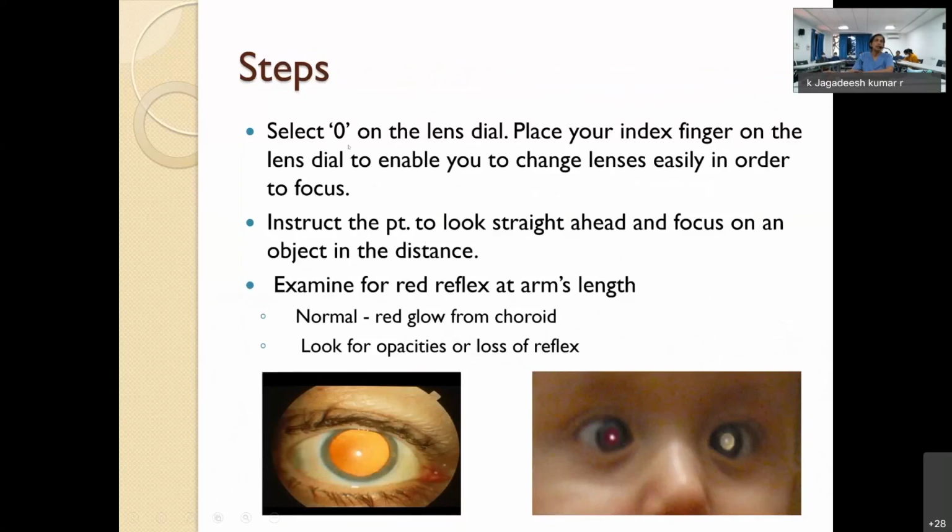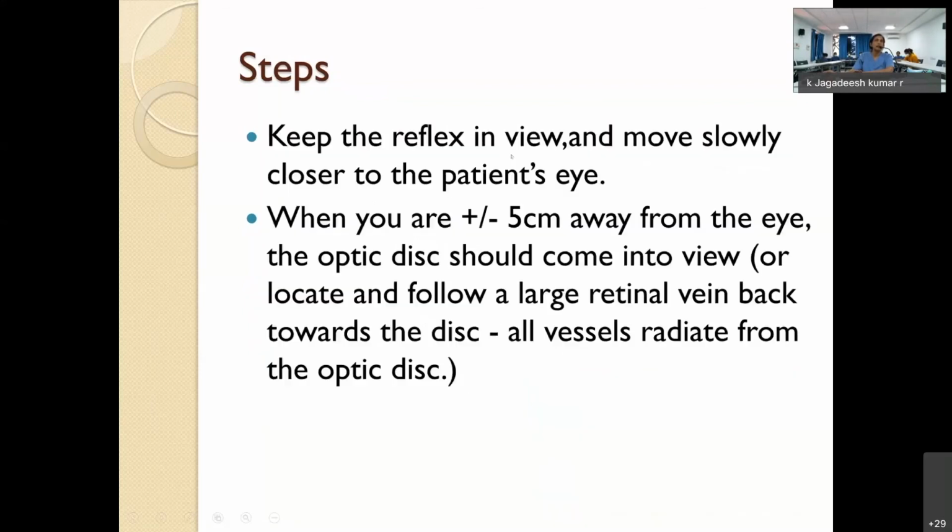Now you select 0 on the lens dial. Place your index finger on the lens dial to enable you to change lenses quickly. And you ask the patient to look straight ahead and focus on an object in the distance. And then keep the reflex in view and move slowly closer to the patient.